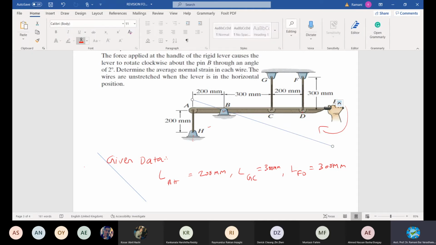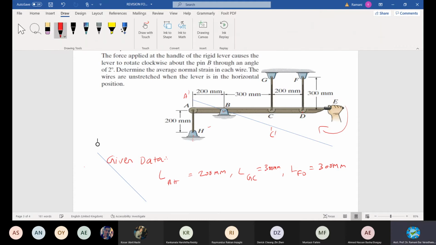Now let's mark the values. A changes to A dash position, B is there. C changes to C dash, and then D changes to D dash. Okay, put the dotted lines in. Because of this rotation, the position of the member changes.